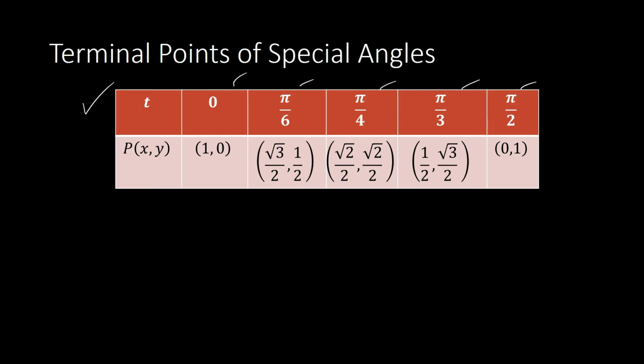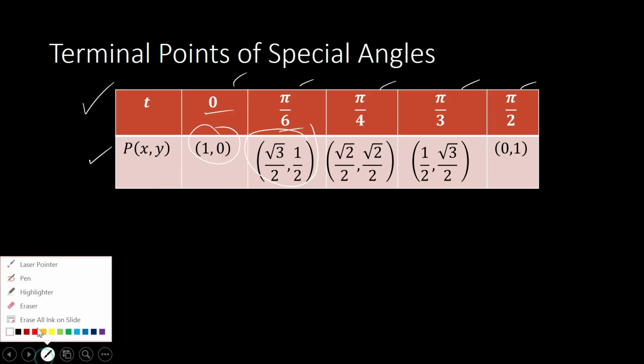These are arcs in our unit circle, and these have terminal points. These are the terminal points of your arc. So when it is 0, this is the terminal point. When t is equal to pi over 6, this is the terminal point. So in fact, this is the only table that you must remember when you are evaluating circular functions.